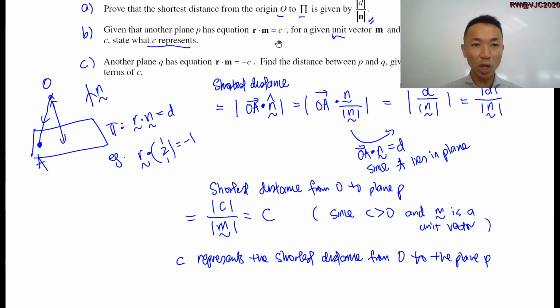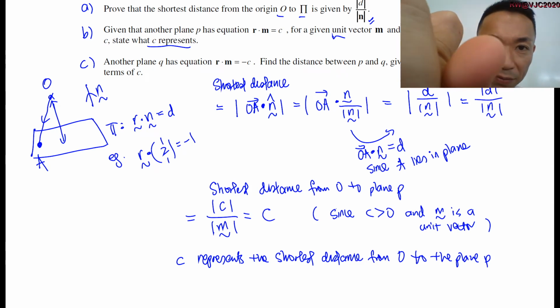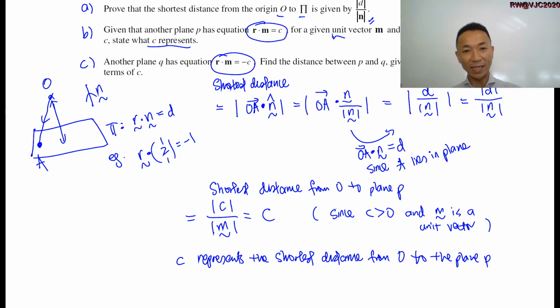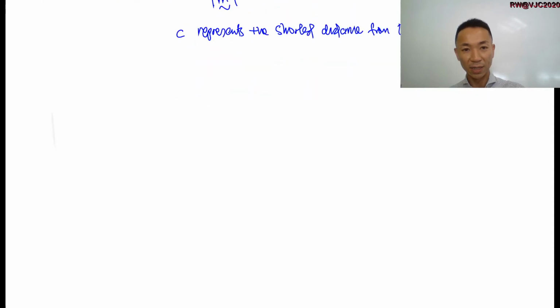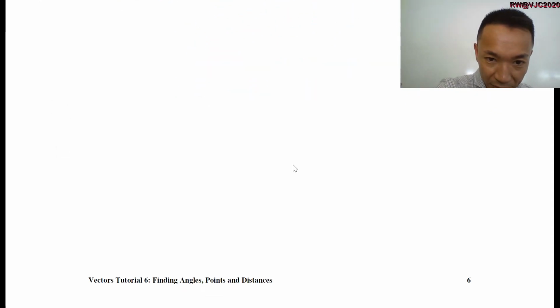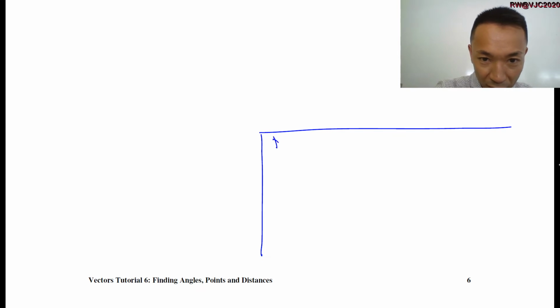Okay, last part. Another plane Q has this formula. Find the distance between P and Q. Now, it's really very similar. I give you an example. This is not part of the solution. I better draw it right here. Not the solution. Imagine I have a vector like this.